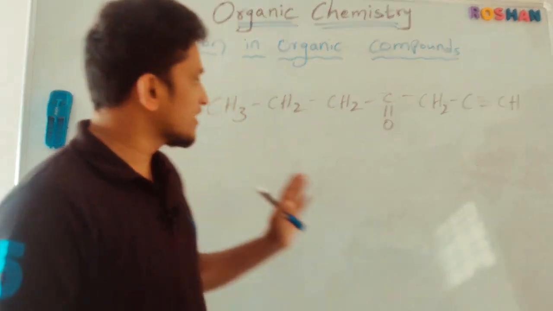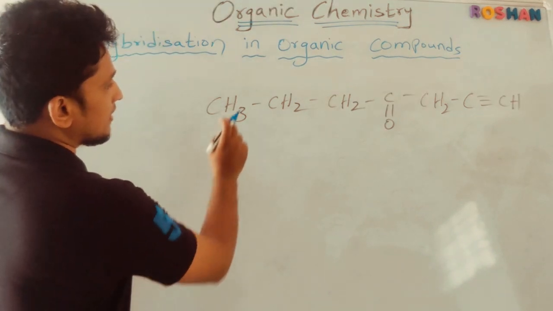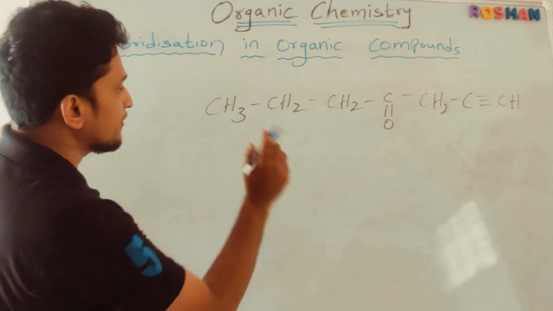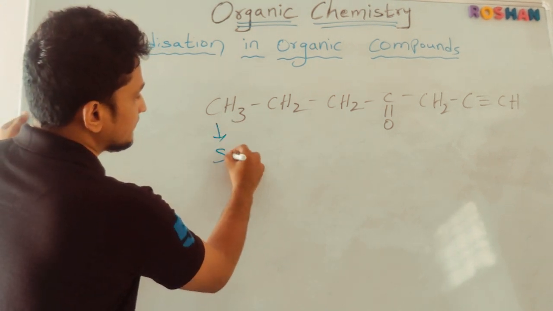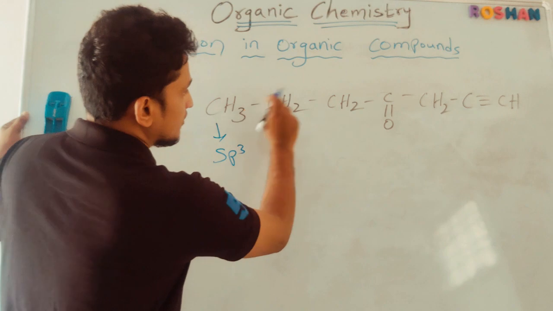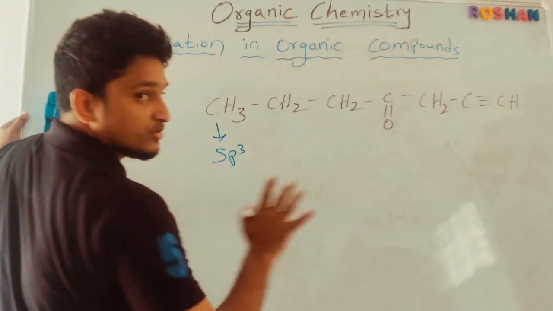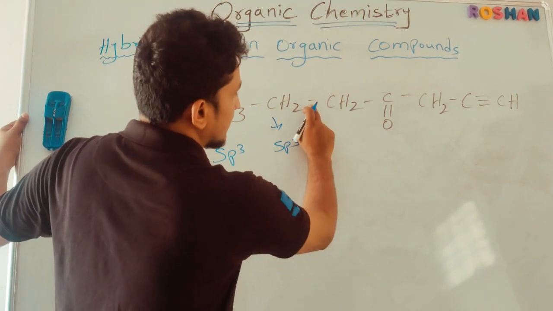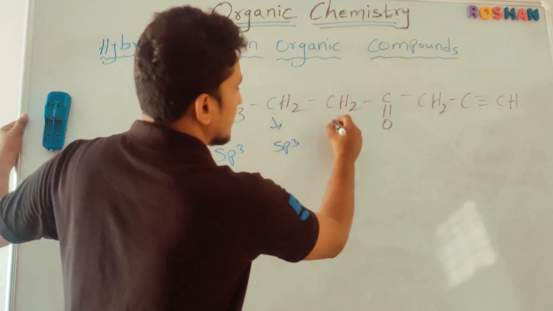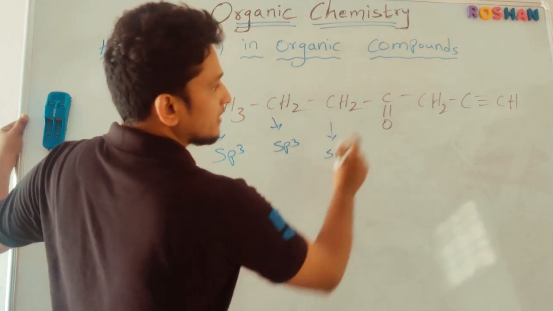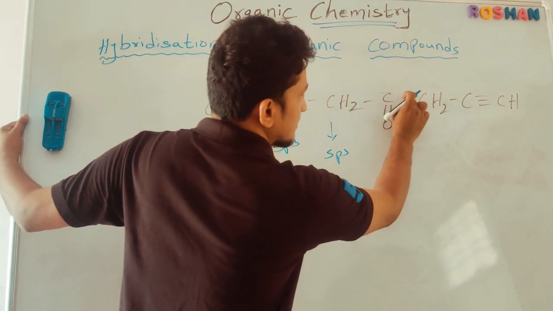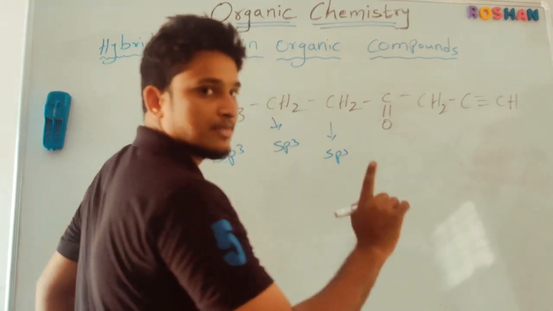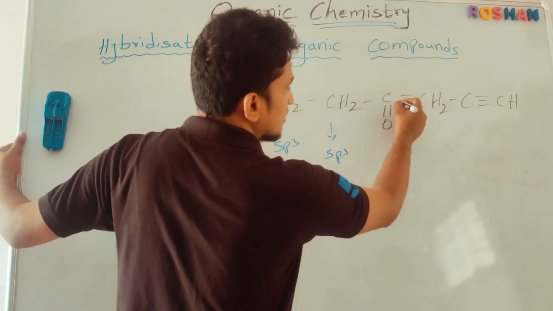So students, lastly, look at this big example. So first carbon. How many sigma? There is 1 sigma between carbon and carbon, 3 hydrogens, 3 sigma. Total 4 sigma. Means the hybridization is sp3. Second carbon: sigma here, 2 hydrogens. Total 4 sigma. sp3. Third carbon: sigma here, 2 hydrogens. Total 4 sigma. sp3. Look at the fourth carbon. Sigma. This is a pi bond. Double bond means one is a pi bond. First bond is sigma, second bond is pi. Total only 3 sigma. So what is the hybridization?